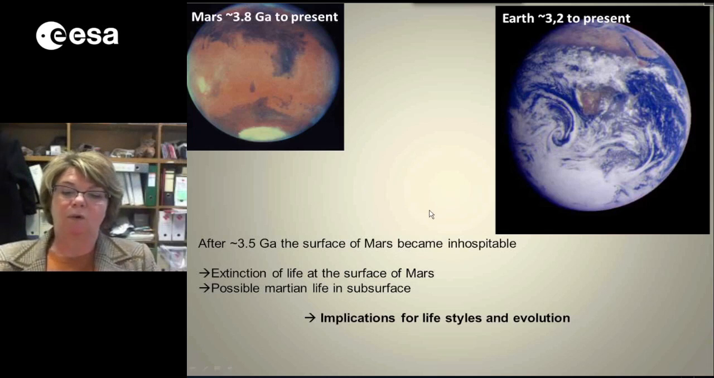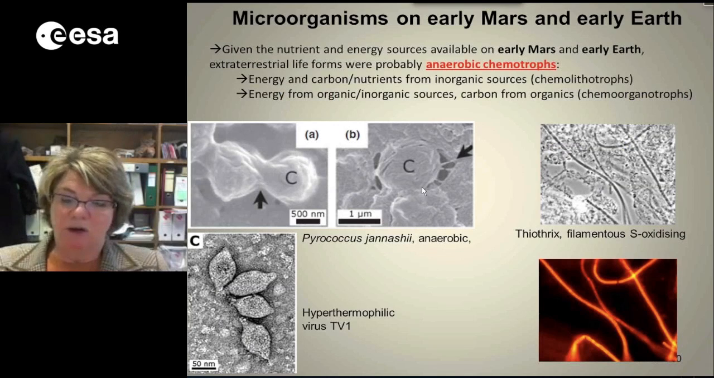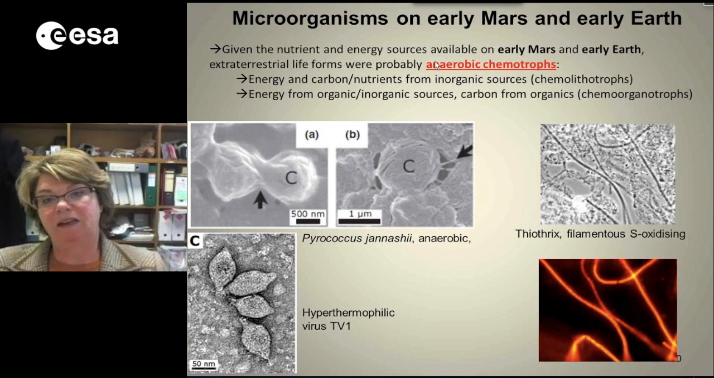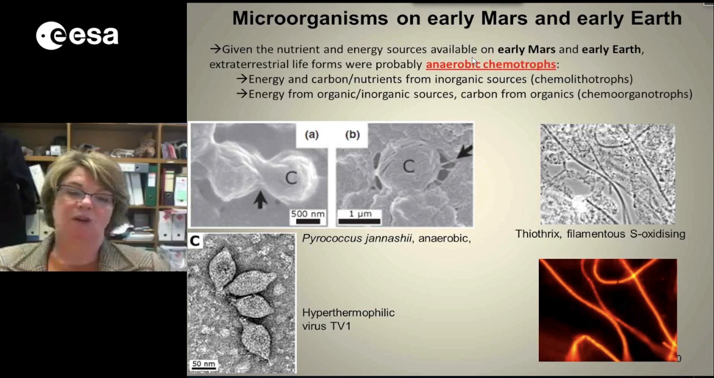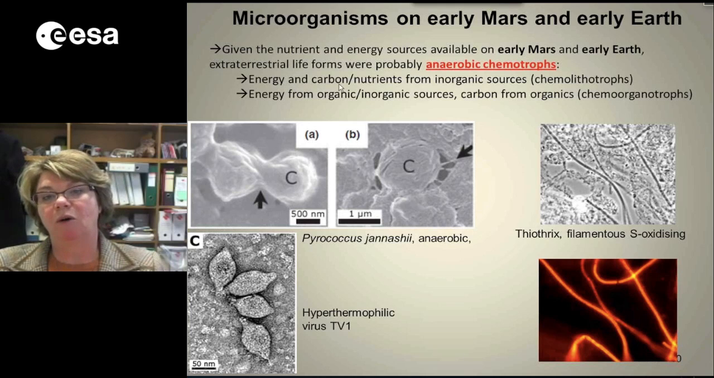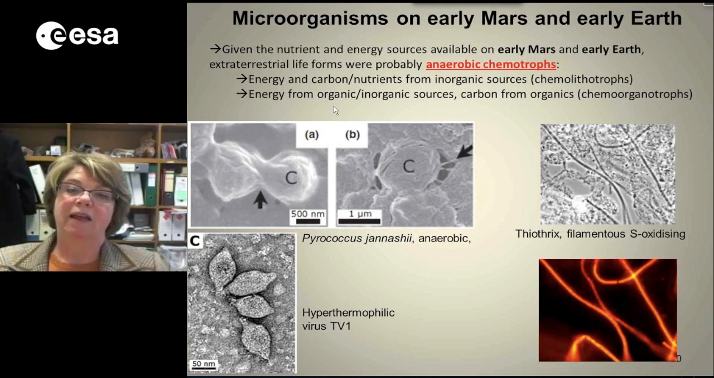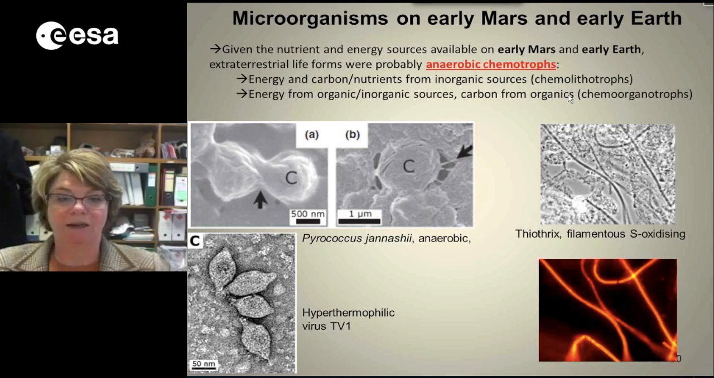This has implications for lifestyles and evolution of life on Mars. As I mentioned, the environmental conditions were basically anoxygenic, so we're looking at anaerobic organisms that have as their basic nutrient source rocks, volcanic rocks, hydrothermal environments. So probably looking at organisms that were chemotrophs that obtained their energy and carbon from inorganic sources, or in the case of organotrophs, that obtained their energy and carbon either from inorganic sources or also from the organics.